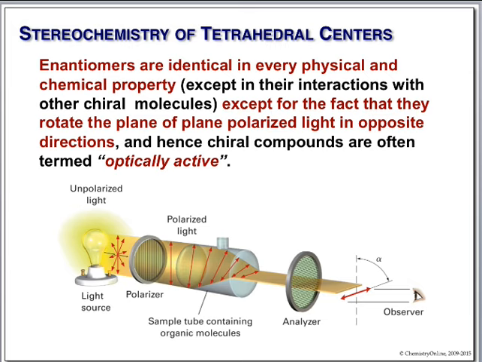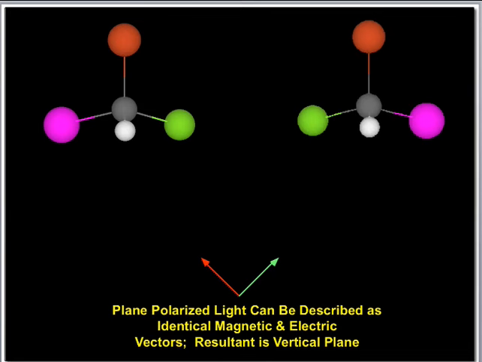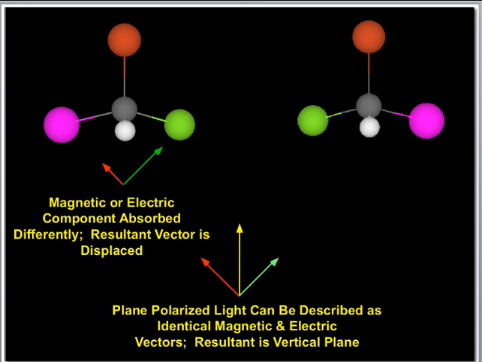Now, that's kind of hard to visualize, but if you think about the physics of it a little bit, now this is baby physics, okay? If you think about the physics, we can describe plane polarized light as having magnetic and electric vectors. If you do a vector sum here, so we're going to add up these two arrows, the resultant would look like this. Remember that from physics, right? Well, let's pretend that these two molecules, which you can clearly see are mirror images, that for this guy, the purple would tend to absorb the, let's call it the magnetic component. Doesn't matter which one. But it'll absorb this.